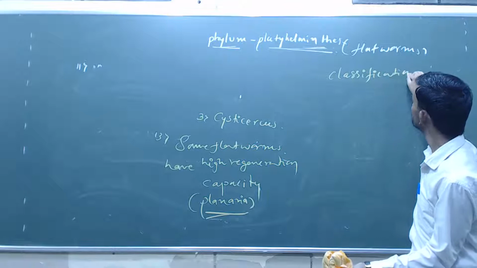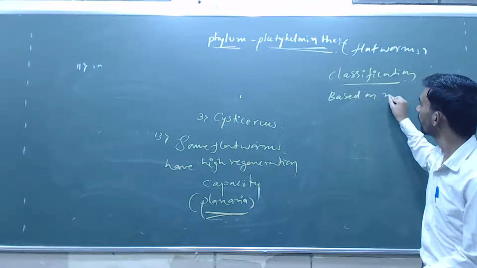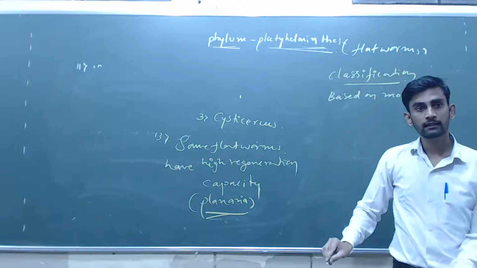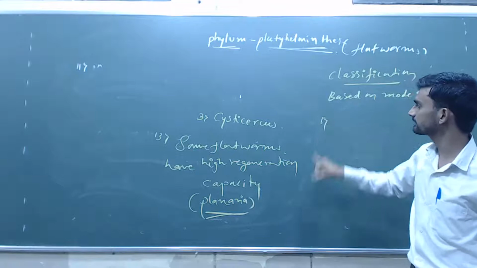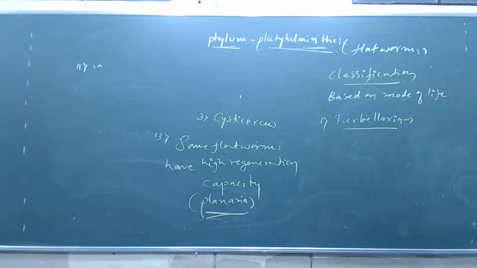On what basis are these animals classified into different classes? Based on mode of life. Mode of life means it depends on adaptation, where they are living. So there are mainly three classes. First one is called Turbellaria. First class name is called Turbellaria.